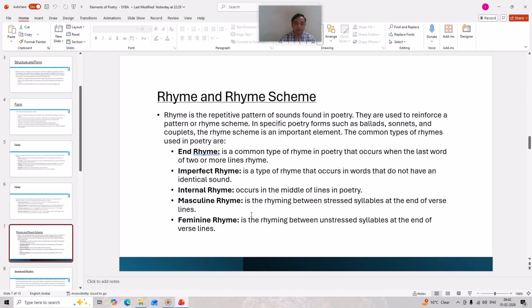The next type is masculine rhyme. Masculine rhyme is rhyming between stressed syllables at the end of verse lines. Feminine rhyme is the rhyming between unstressed syllables at the end of verse lines.